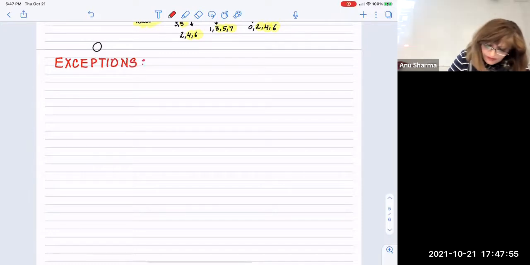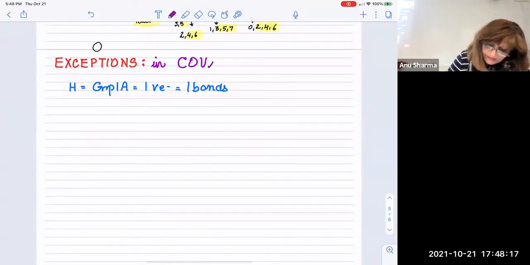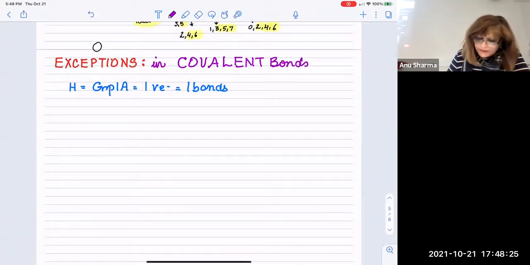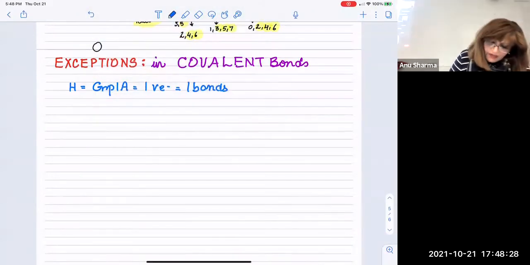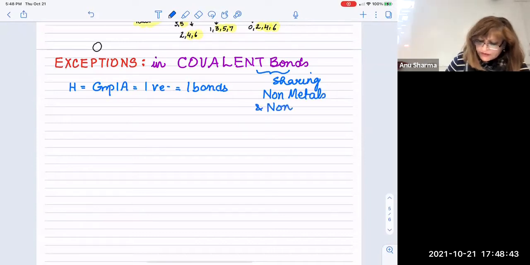Now, exceptions are, okay, hydrogen, group 1A, right? So it will have one valence electron and it makes one bond. Now we are looking at the exceptions in covalent bonds. That's simple. That's always going to work. That's when the bonds are made by sharing, like the non-metals connecting with each other, non-metals and non-metals. When they bond to each other, then what are the scenarios?